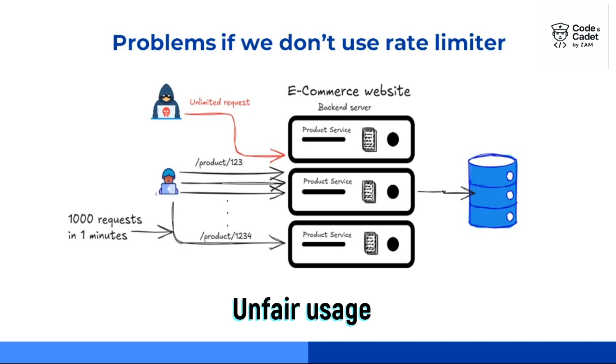Unfair usage. One malicious actor hogs all the resources while others are left behind, making the system unreliable and unfair. And this is exactly where rate limiting comes in, to protect the system, ensure fair usage, and maintain a stable user experience for everyone.